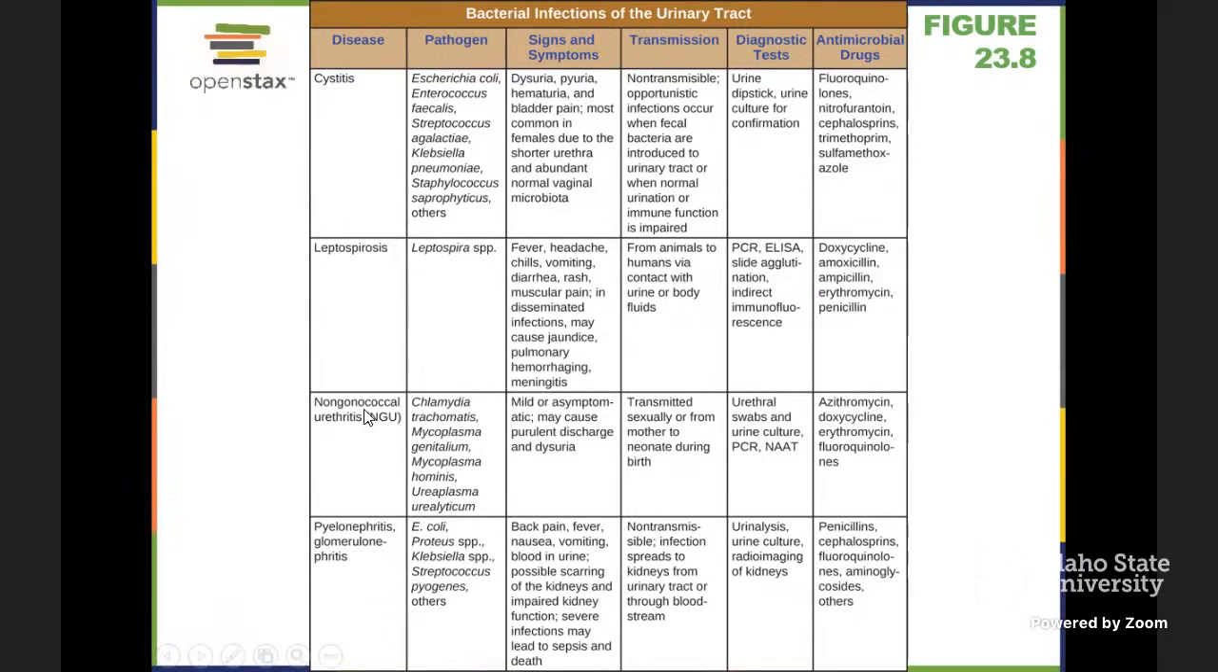Non-gonococcal urethritis, so not gonorrhea, chlamydia, mycoplasma, a couple of different ones, and the Ureaplasma can all cause urethritis. Obviously, gonorrhea, that we will talk about in a second, can also cause this, but ruling out that, other players. Could be mild to asymptomatic, also potentially lending to purulent discharge and dysuria. This can be sexually transmitted. It can also be an infection transmitted in the process of delivery, setting the stage for the child to have issues.